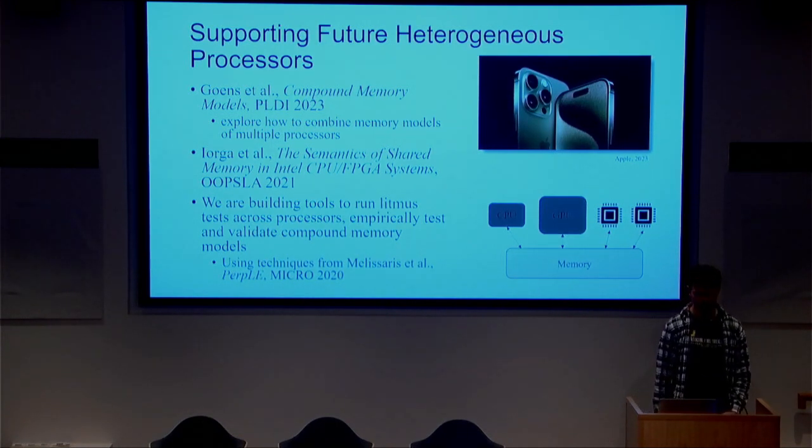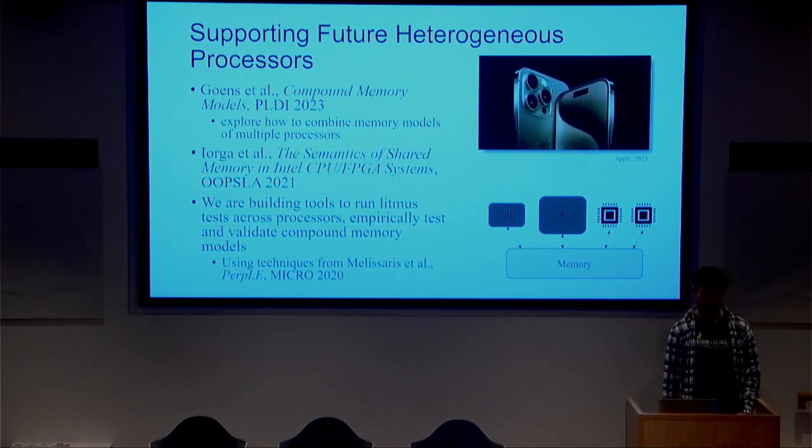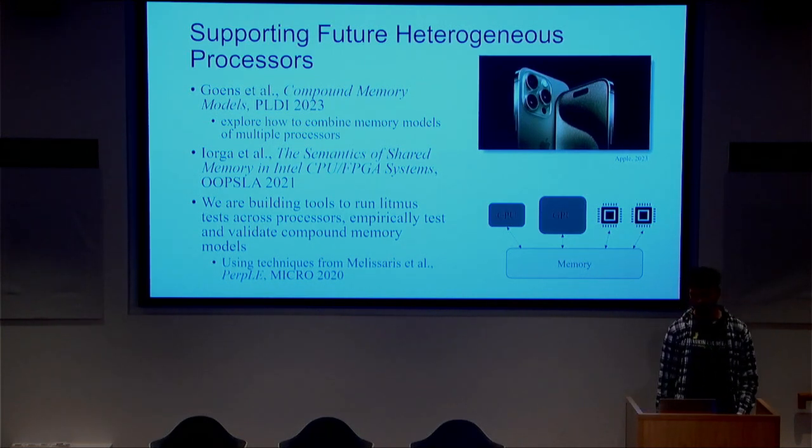Is it worth building specs for that type of memory model? Can we get speedups on current applications that we're not looking at because we're not building these types of memory models? There's also work to combine devices other than GPUs. So, what are the semantics of shared memory in Intel CPU FPGA systems? There is a paper by Dan Iorga, and my advisor was on that as well. So looking at other types of architectures.